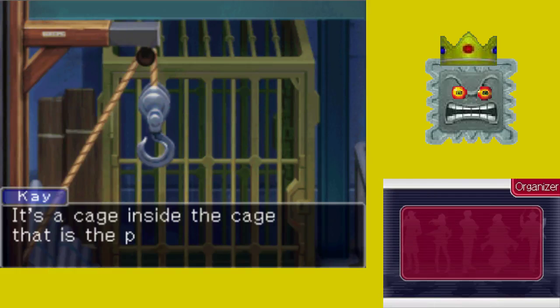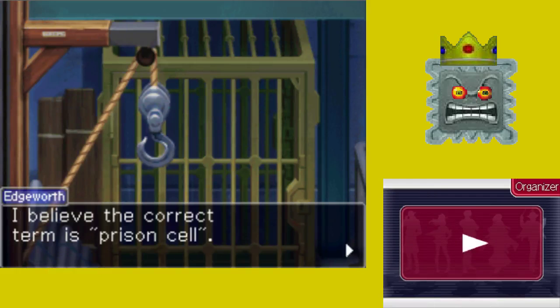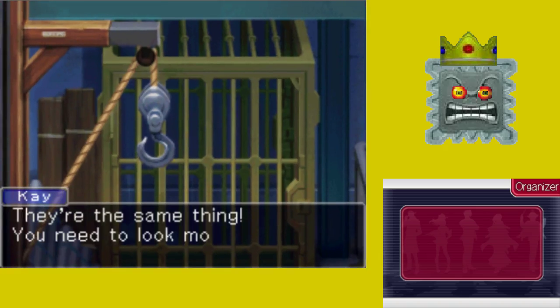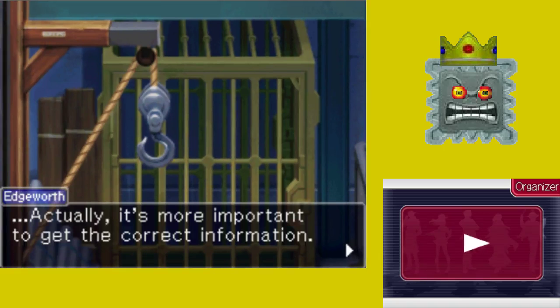It's a cage. It's a cage that's in the prison. It's like a cageception. I believe the correct term is prison cell. They're the same thing. You need to look at the essence of things. Actually, it's more important to get the correct information.